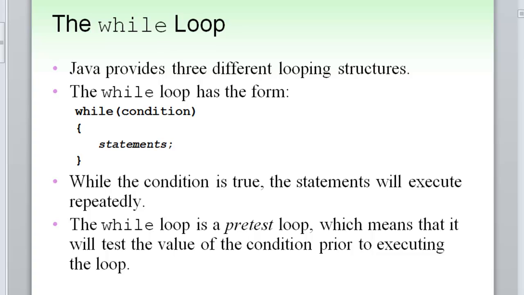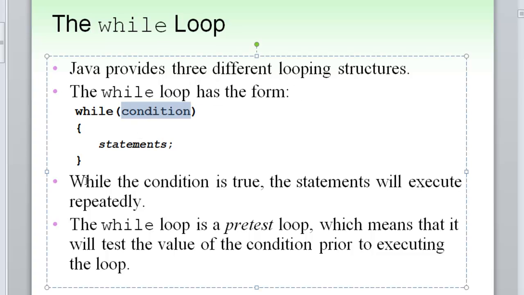whereas a selection control structure will either do something or not, or pick between alternatives based on the truth of a condition, a looping structure, or repetition or iteration control structure, will continue repeating until a condition is false. So as long as the condition is true, the statements will execute repeatedly. The while loop takes this form. It has the keyword while, an open parenthesis, a condition, just like you would put a condition for an if statement, and a closing parenthesis.